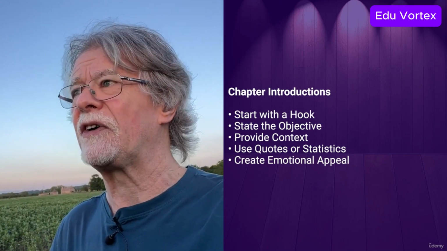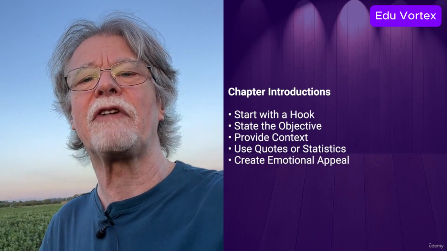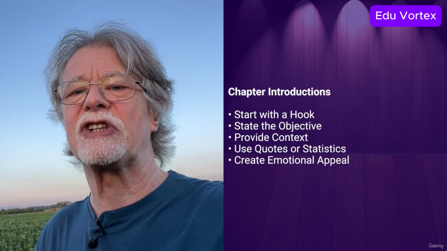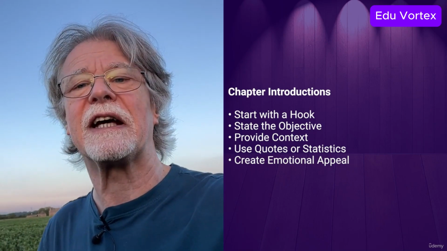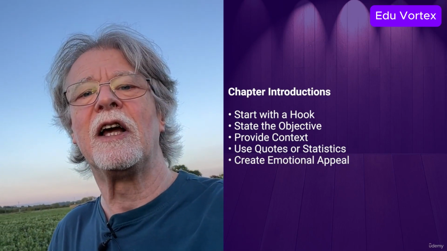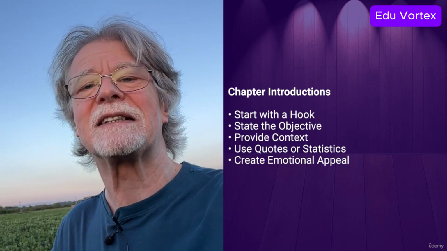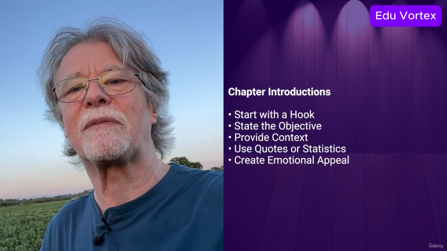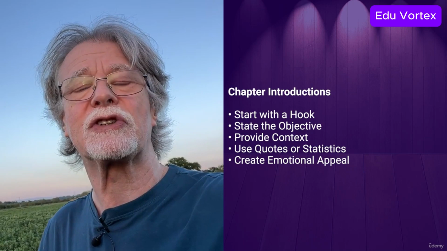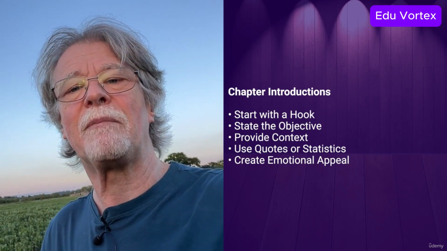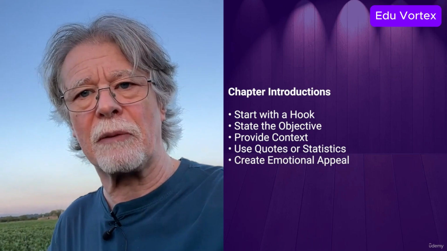State the objective. Clearly outline what the reader will learn or discover in the chapter. This sets expectations and shows the value of the content they are about to read. Provide context. Briefly provide any necessary background information or summarize key points from previous chapters that directly relate to the topic at hand. This helps in creating a seamless transition and maintaining coherence across the book.